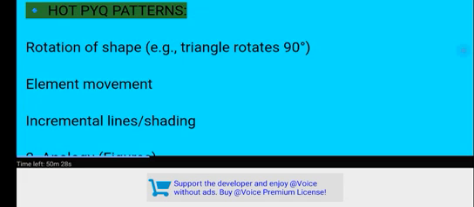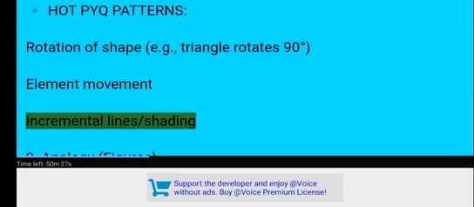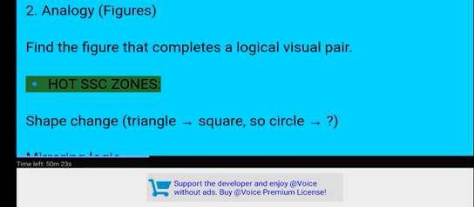Hot PYQ patterns: rotation of shape, e.g., a triangle rotates 90 degrees. Element movement, incremental lines, shading. 2. Analogy figures: find the figure that completes a logical visual pair. Hot SSC zones.